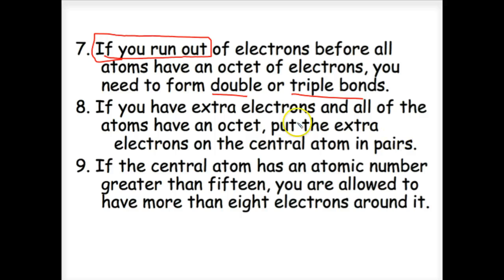The second what if is what if I have extra electrons? If I have extra electrons, let's actually make that a different color. If I have extra electrons, then I have to put them on the central atom. And what we've already seen, if my central atom has an atomic number greater than 15, remember that atomic number 15 is phosphorus, that's why phosphorus and sulfur are included in the previous slide, I can have more than an octet around it. So get your practice done tonight, be prepared for tomorrow.